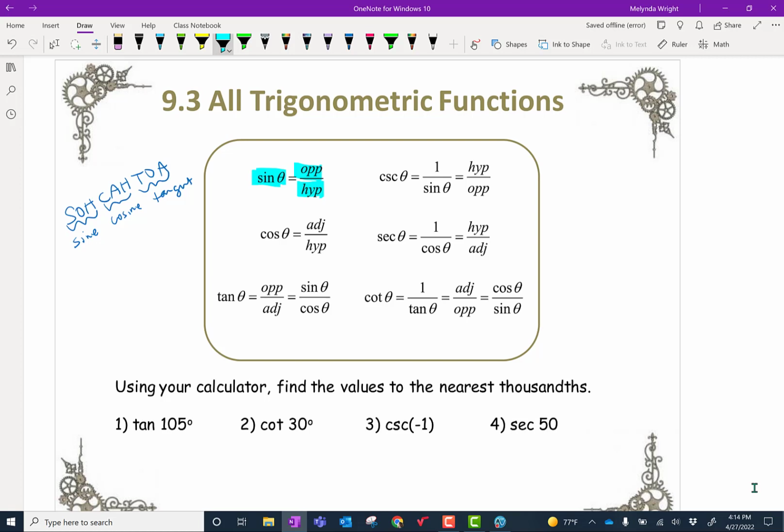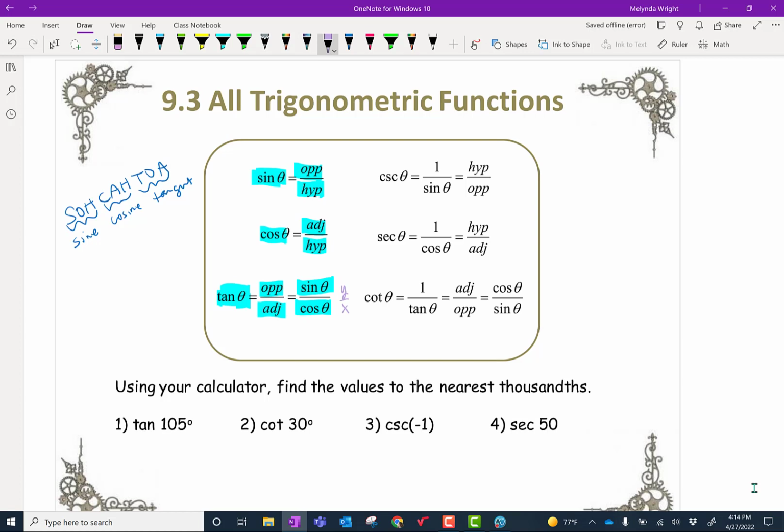Sine theta is the ratio opposite over hypotenuse. Cosine is adjacent over hypotenuse. Tangent is opposite over adjacent. And also we have previously spoken before that it's also sine over cosine, or the y value over the x value of our coordinate points on the unit circle.